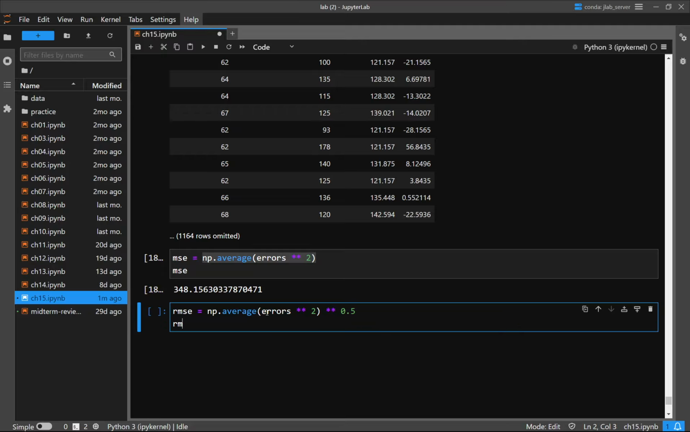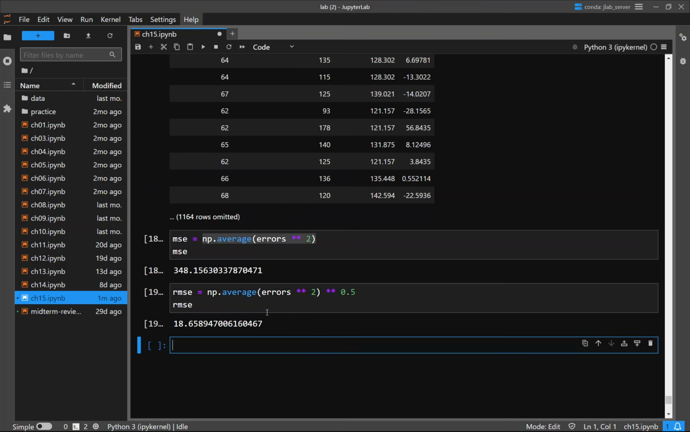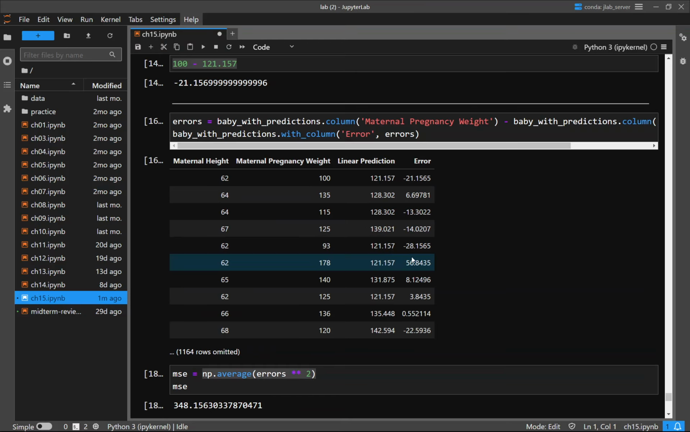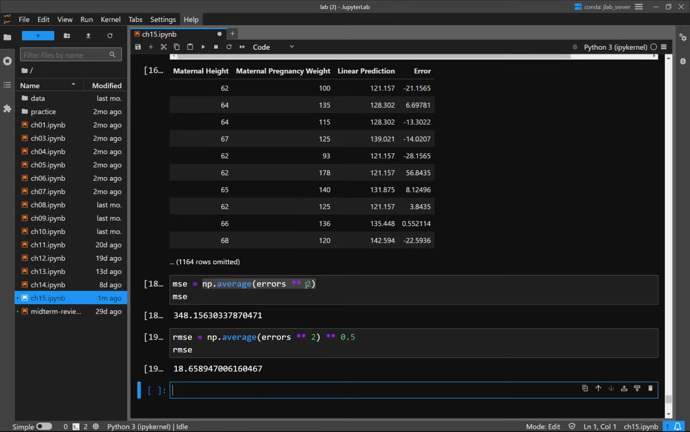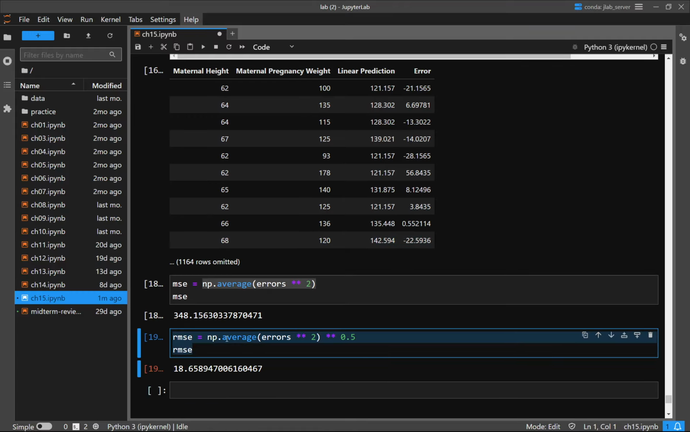See that? So on average, we're about 18.7 pounds off each time we make a prediction. Does that make sense? That's a good number that tells us, on average, how far away we are when we're doing these predictions using linear regression. All right? So that is a beautiful number, and that's how you calculate it.